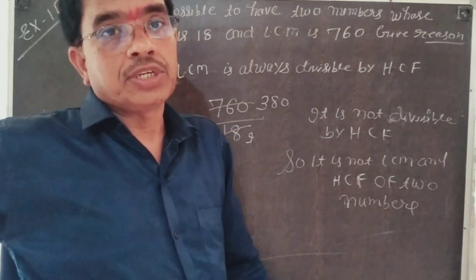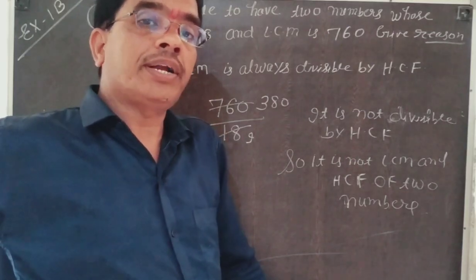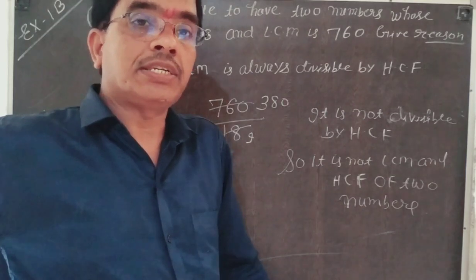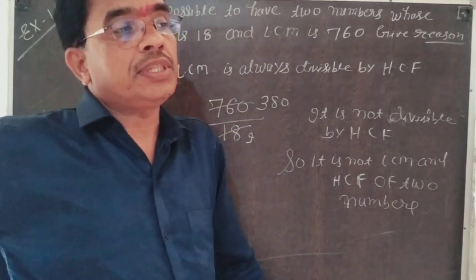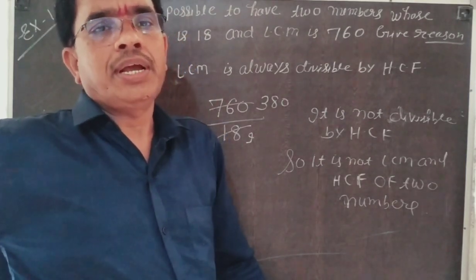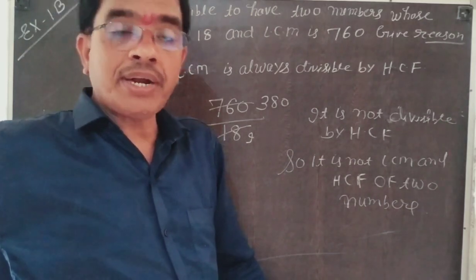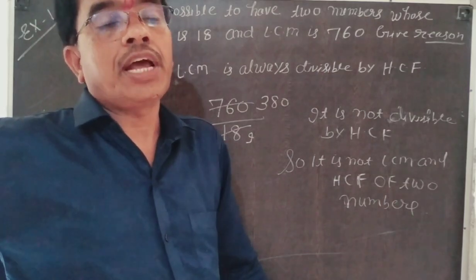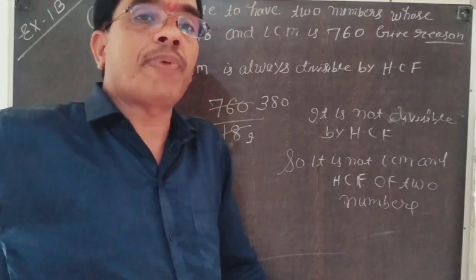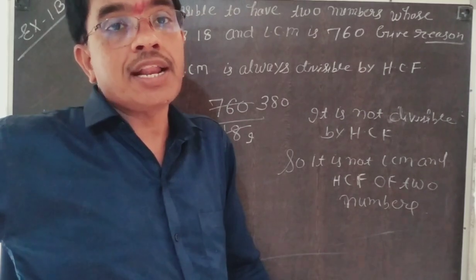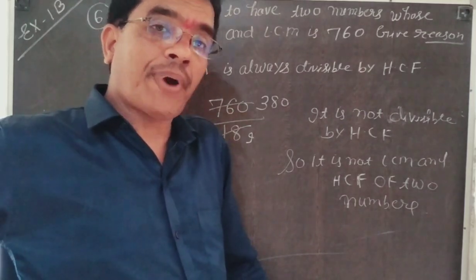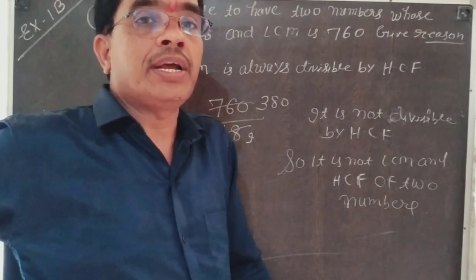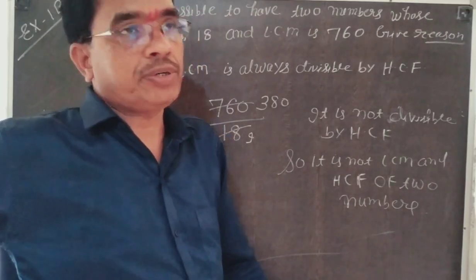So dear student, first you divide the LCM by the HCF. If it divides exactly, then you can write that it may be the HCF and LCM of two numbers. But when it is not divided completely, that means the LCM is not divisible by the HCF exactly, then you can confirm that these two numbers are not the HCF and LCM of any two numbers.